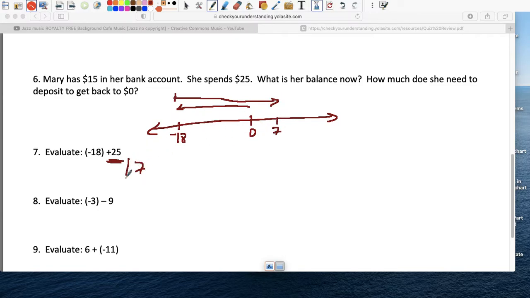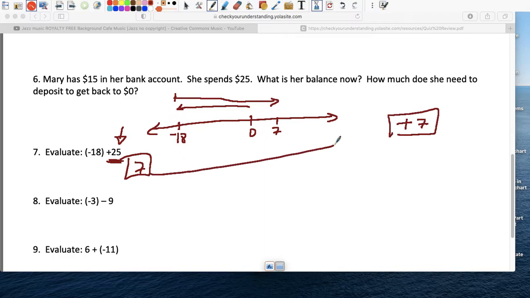So you can use that number line when the numbers are small, or you can, again, think about their absolute values. In this case, the positive one is greater, so we know our answer is going to be positive, and then all we have to do is subtract those two. And then 25 minus 18 is 7, and likewise, we get the same answer.